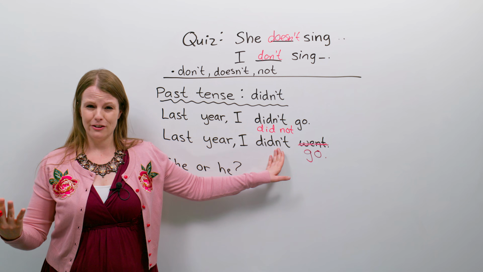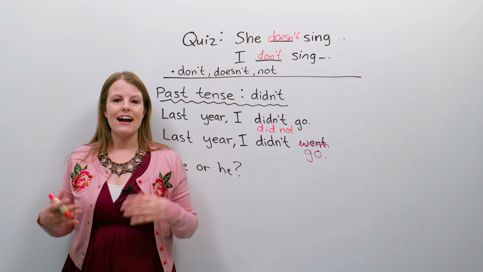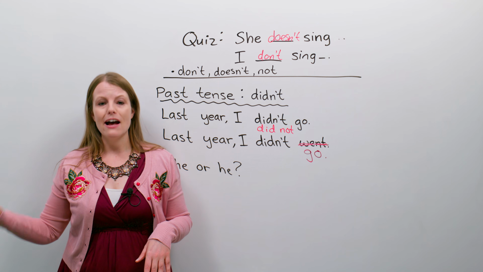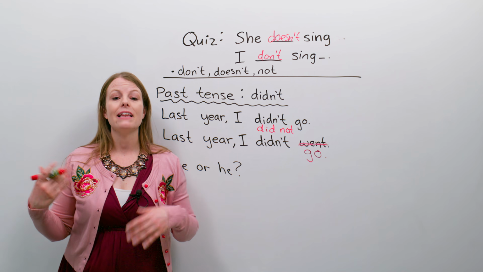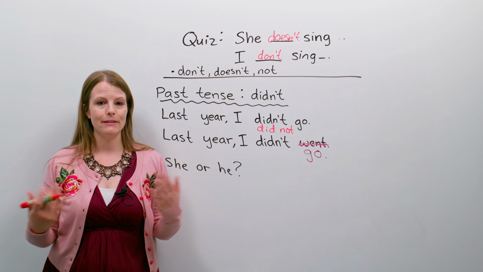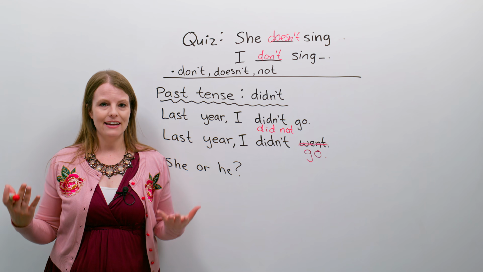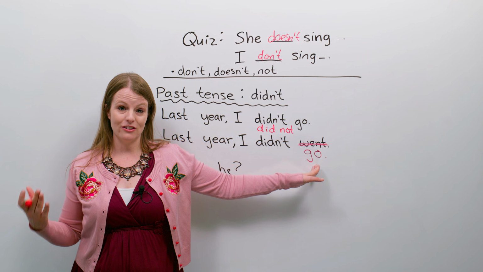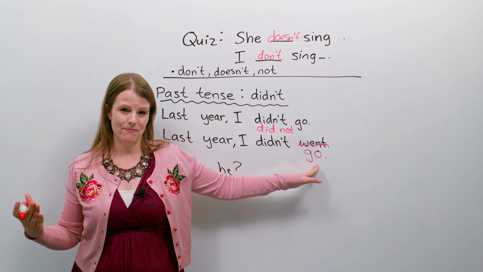So we can do this with other verbs. Last year, I didn't travel. I didn't play. I didn't work. I didn't sleep. So again, the verb does not change. It's in the base form.